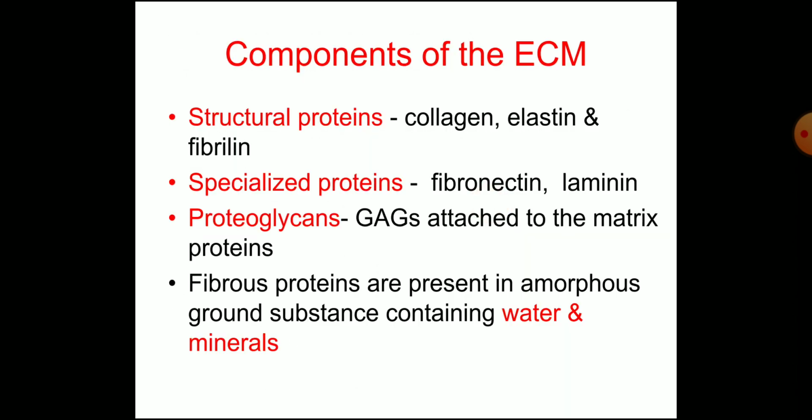Now, what are the components of the extracellular matrix? The structural proteins consist of collagen, elastin, and fibrillin, and the specialized proteins, fibronectin and laminin. Then, of course, the proteoglycans, which consist of glycosaminoglycans attached to the matrix proteins. And you know what glycosaminoglycans are; you have studied in detail. Then fibrous proteins are present in this amorphous ground substance containing water and minerals. So it contains water, minerals also.